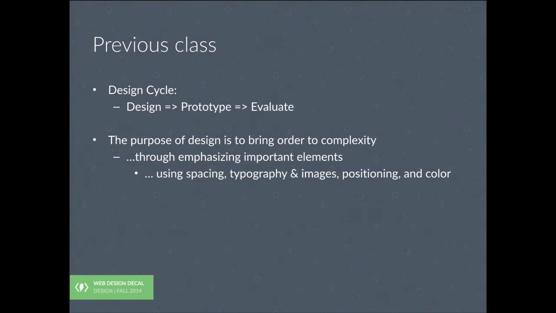So in our previous class, we talked about the design cycle, from starting off from ideation to prototyping and to evaluation. And then we talked about what is the purpose of UI design. How do we do that? We do that by emphasizing important elements over less important elements. And we do it through spacing, typography, and images, positioning, and color. And today we'll be covering the first part, which is spacing.